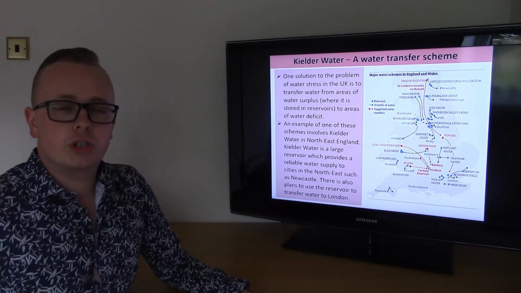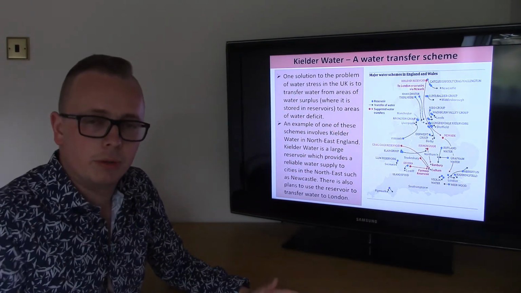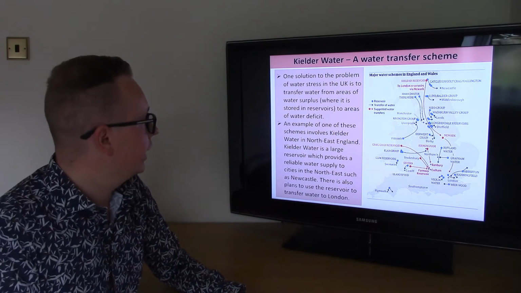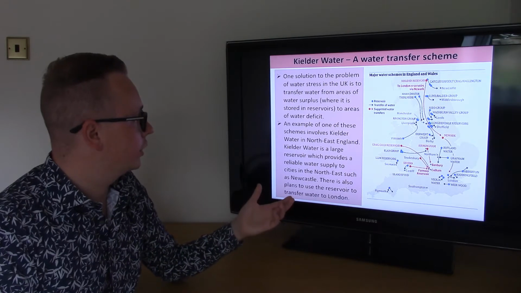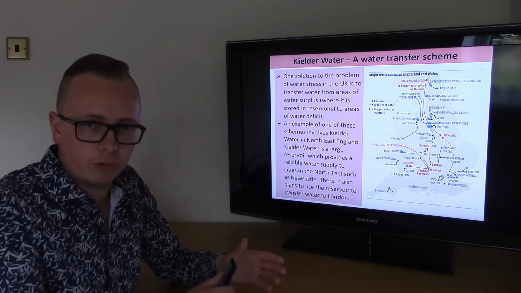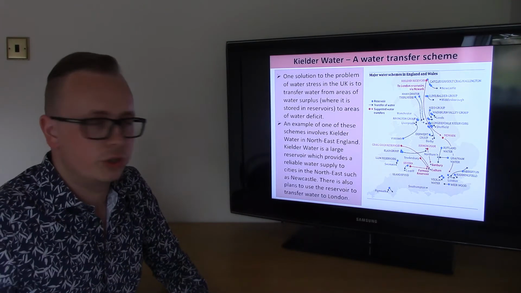So one of the solutions to trying to balance out this problem and reduce the water stress in the southeast is to use water transfer schemes. That involves moving water from areas where we've got a surplus, where it's stored in reservoirs, down to the areas where it's needed, those deficit areas.